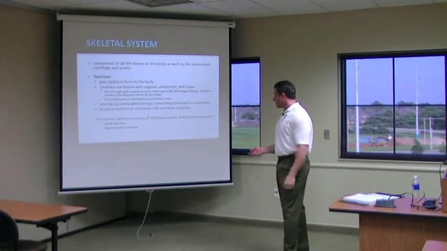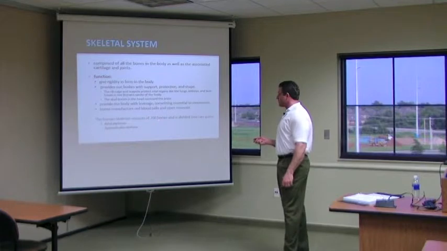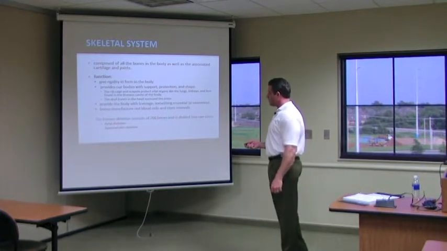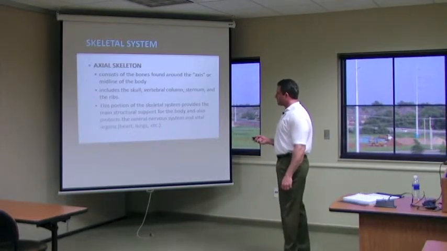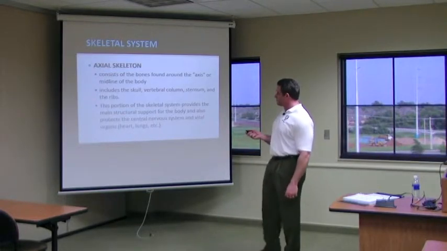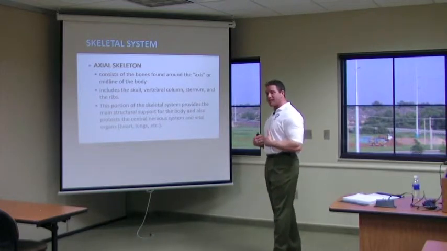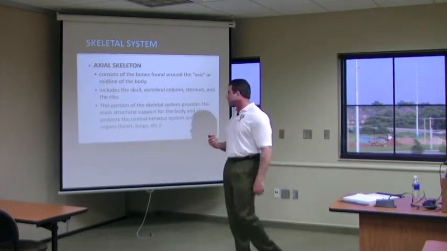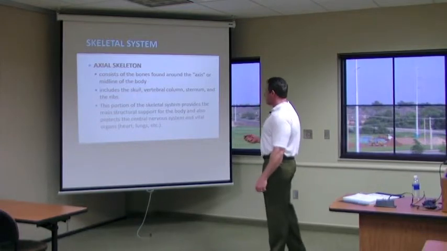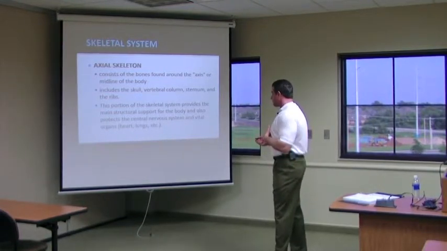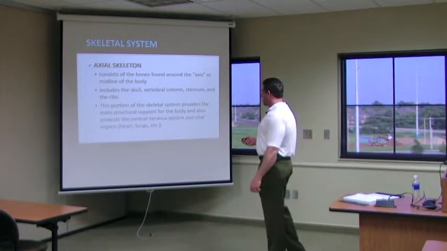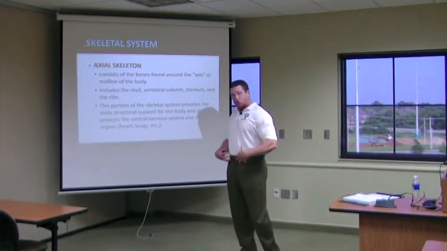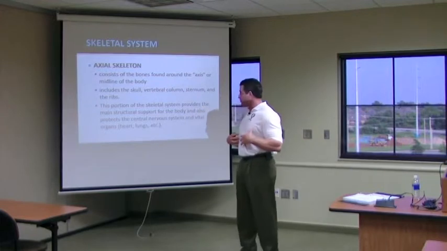The human skeleton consists of 206 bones and is divided into two parts: your axial skeleton versus your appendicular skeleton. Next page, we're going to see that the axial skeleton consists of the bones found around the axis or midline of the body. It's kind of your trunk. All right? So that would include your skull, your vertebral column, your sternum, and your ribs. So that's basically all your trunk skeletal bones.